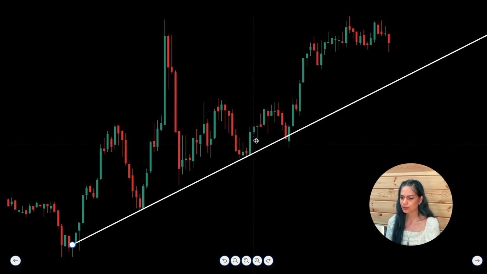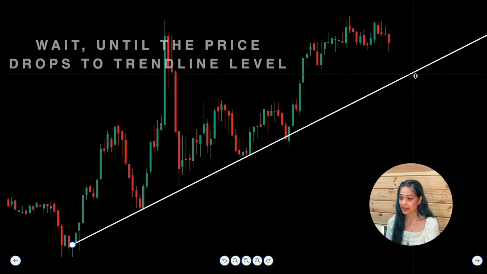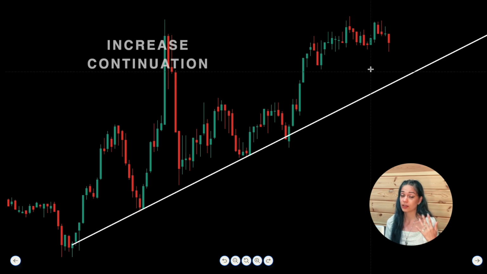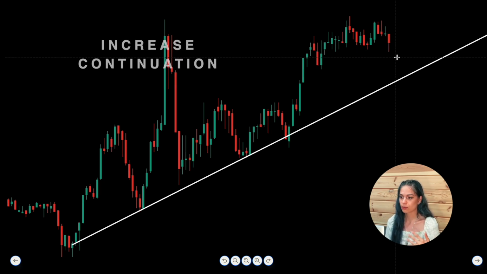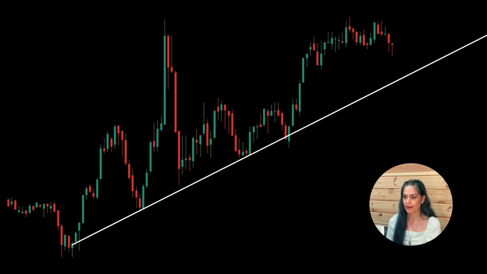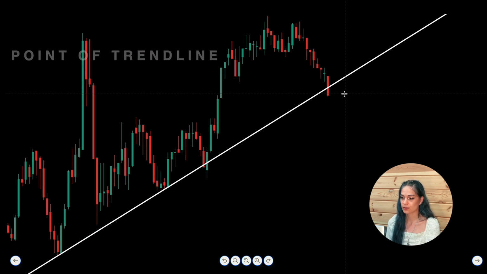And still, you can see, looking at the chart, the price is still going up. Now we have to wait until the price drops to the trend line level and then make a decision. Either we go into the trade on the increase, thinking about the continuation pattern, or vice versa, thinking about the breakout. So if you look at the price, it's gradually falling down, and now it is at the point where it touches the trend line.